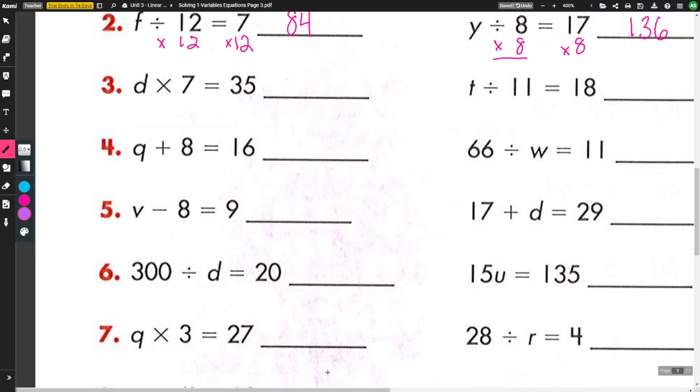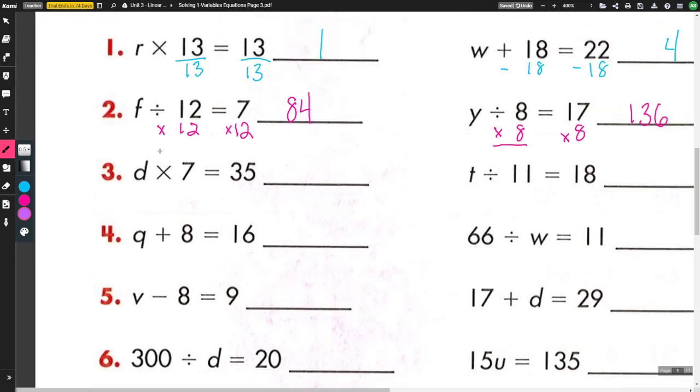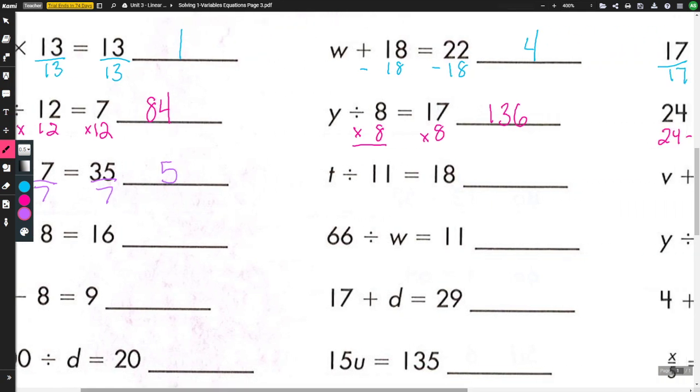Okay, next row we have multiplication, so we divide. 35 divided by 7 is 5. Here we have division, so we multiply.